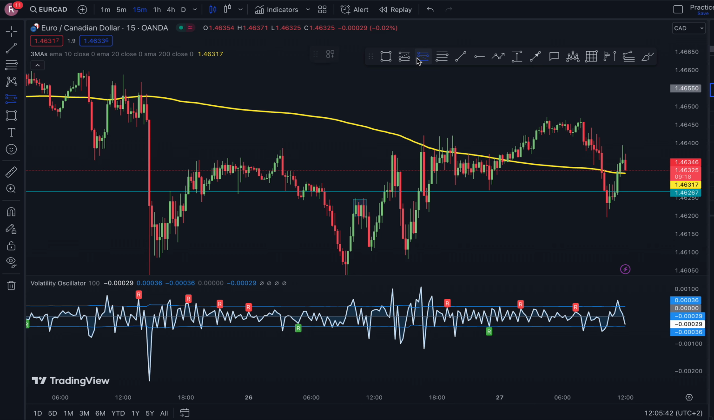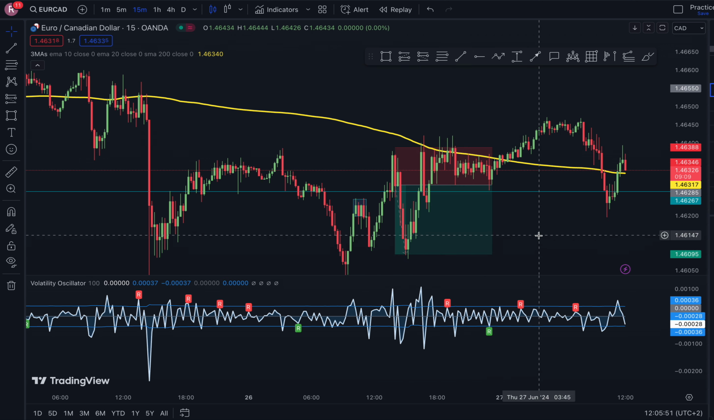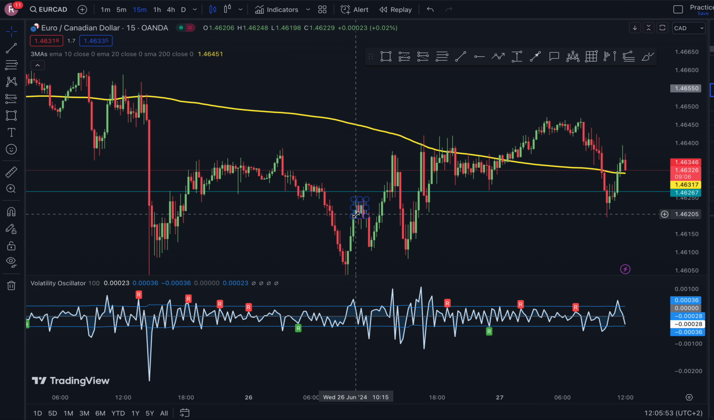Now this is another breakout right here, another candlestick rejection. That's going to be another trade taken. So it is a very simple 1, 2, 3 strategy. Make sure to try it out. Let me know what you think.